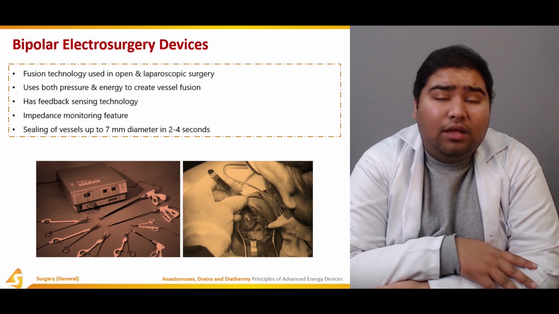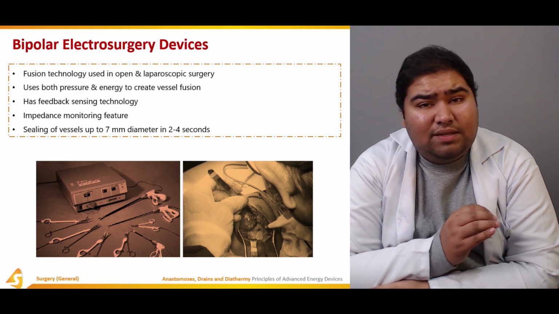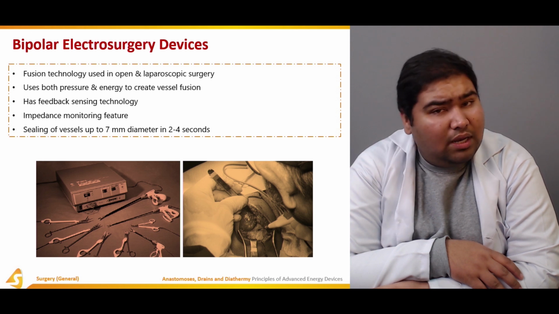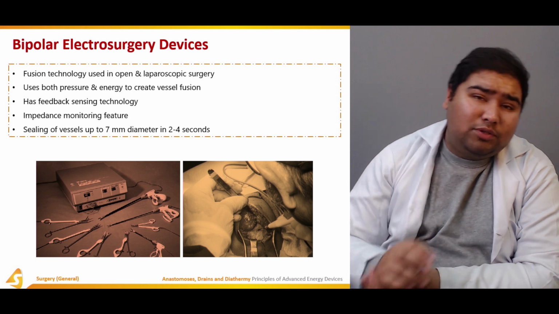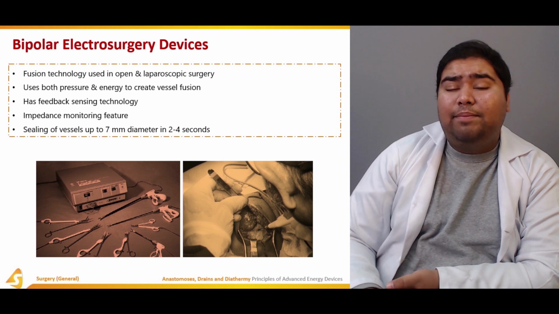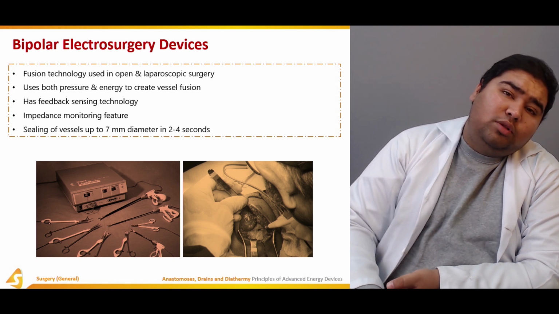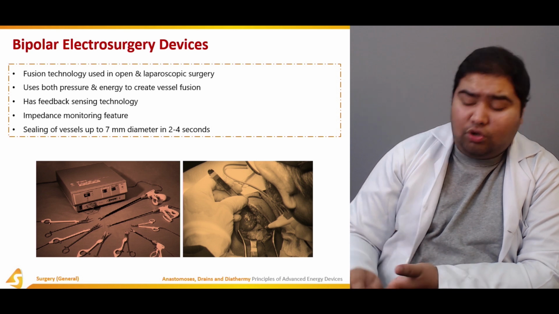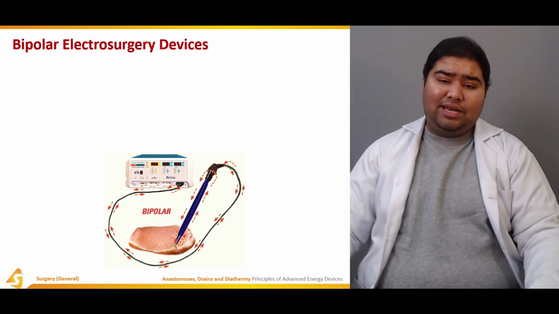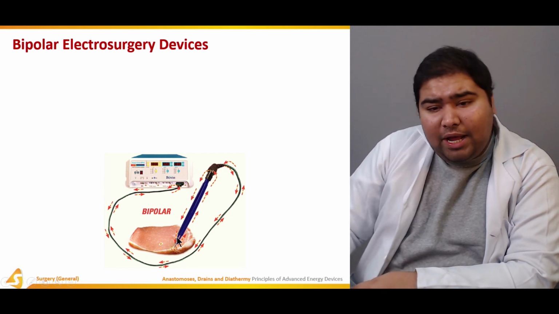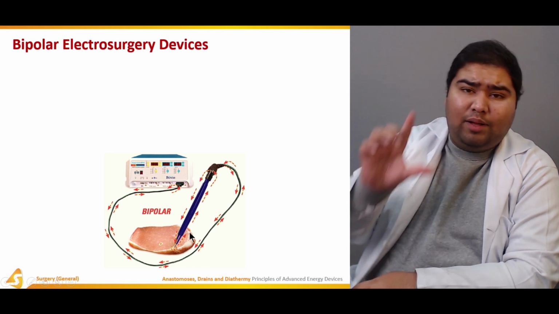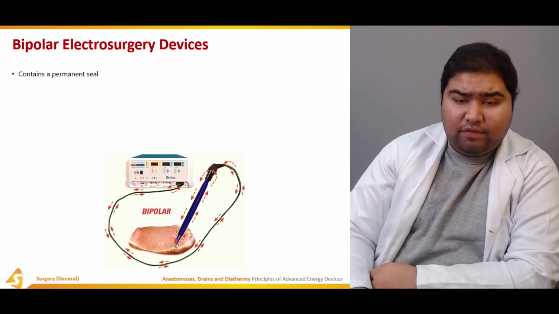So these are very fast devices and can seal vessels up to 7 millimeter diameter in up to 4 seconds, and that helps to prevent any blood loss during your surgery. And with these fusion devices, there's comparatively less production of smoke, so there is less distortion of your view as well. Now bipolar electrosurgical devices, still continuing. Here you can see this is the bipolar lead. So there are 2 prongs of this bipolar lead. Once they're brought together, the current flows through them.